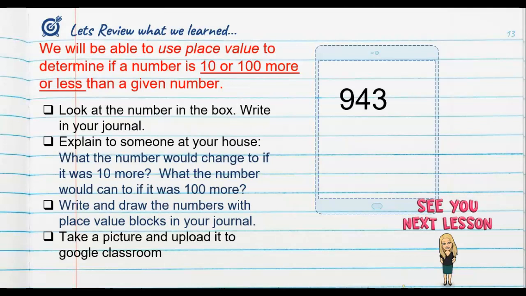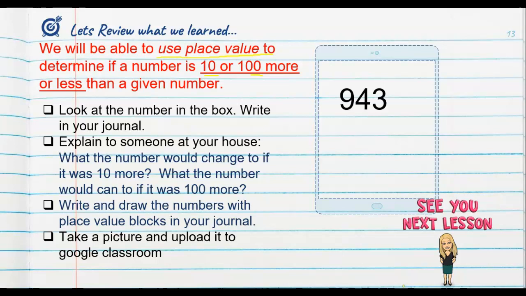All right, so let's review what we've learned today. We're going to look back at our objective. Our objective was we will be able to use place value. Yes, did we use a lot of place value today? Yes, to determine if a number is 10 or 100 more or less than a given number. So were we able to figure out if a number was 10 more? Yes. Were we able to figure out if a number was 10 less? Yes. Were we able to figure out if a number was 100 less? Yes. Were we able to figure out if it was 100 more? Yes. So were we able to do our objective? Yes. Kiss your brains.